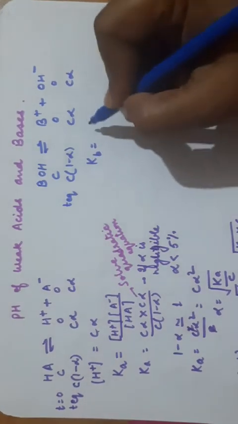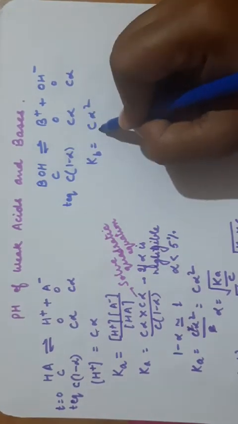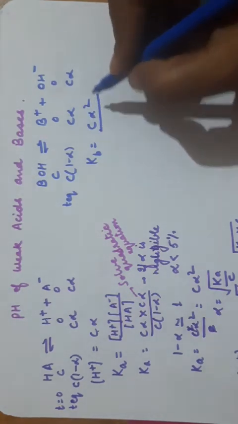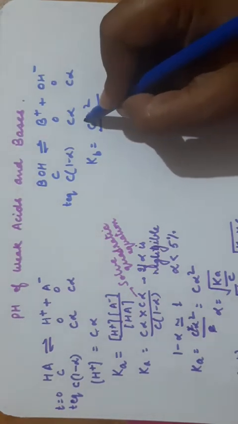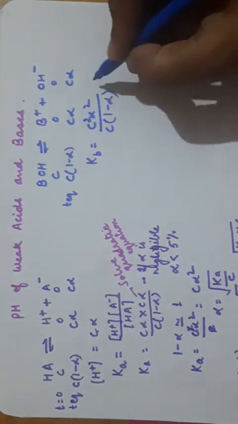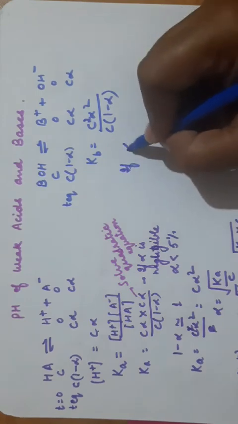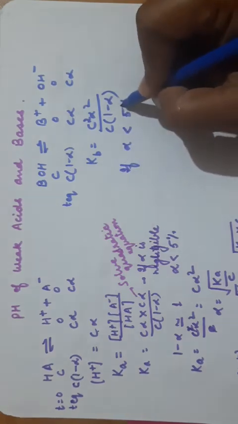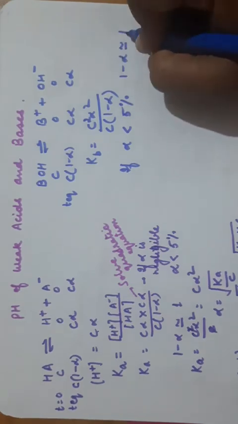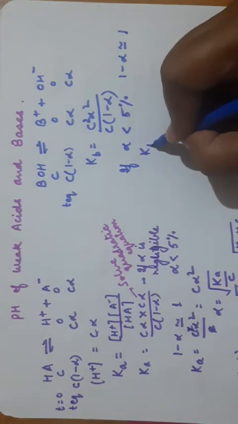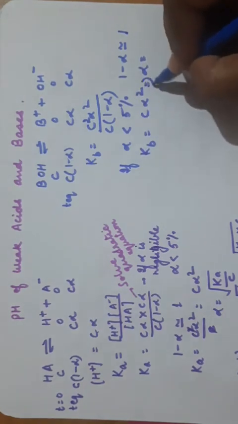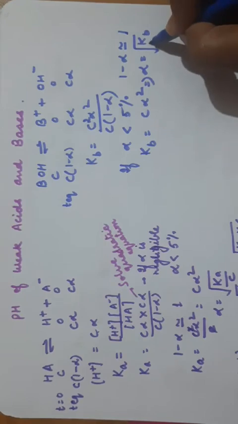Kb will be equal to C square alpha square upon C(1 minus alpha). If alpha is negligible, less than 5%, 1 minus alpha will be approximately equal to 1, and we can write Kb is equal to C alpha square. Alpha becomes under root Kb upon C.